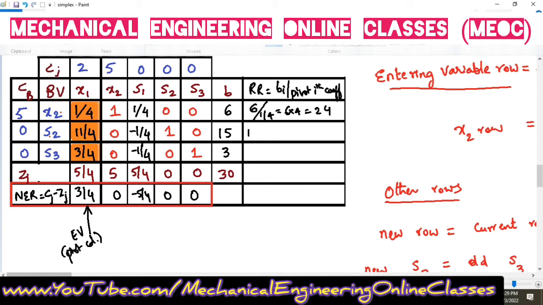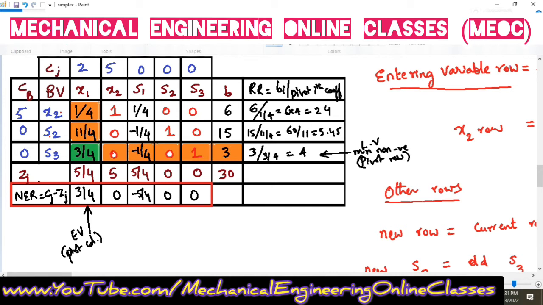So for this it is 15 divided by 11 by 4. That means it is 60 by 11. Here it is 3 divided by 3 by 4, which is nothing but 4. So this comes around 5.45. So in all these things, the minimum non-negative is this. So this will be chosen as the pivot row. So what is the leaving variable? The leaving variable is s3 and the pivot element is 3 by 4.